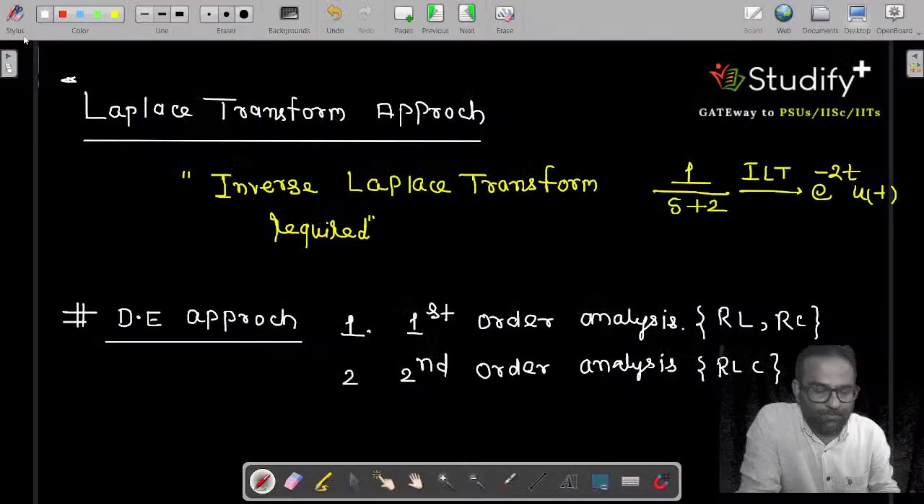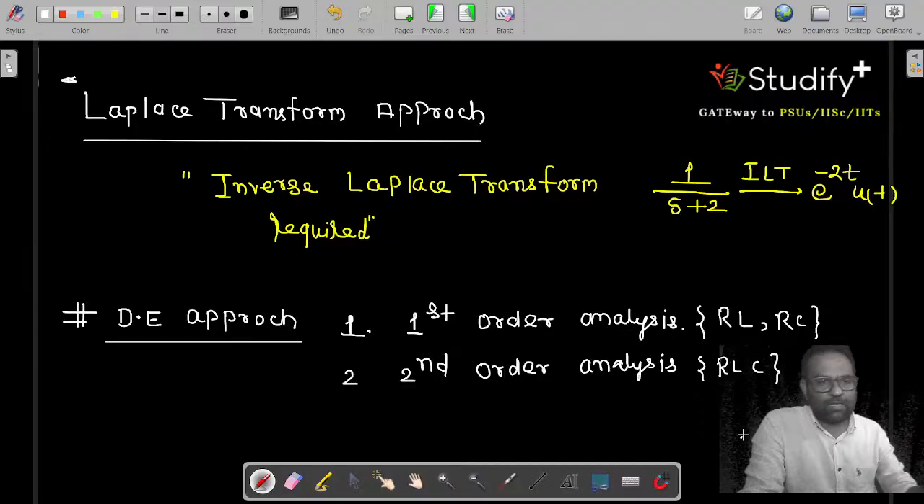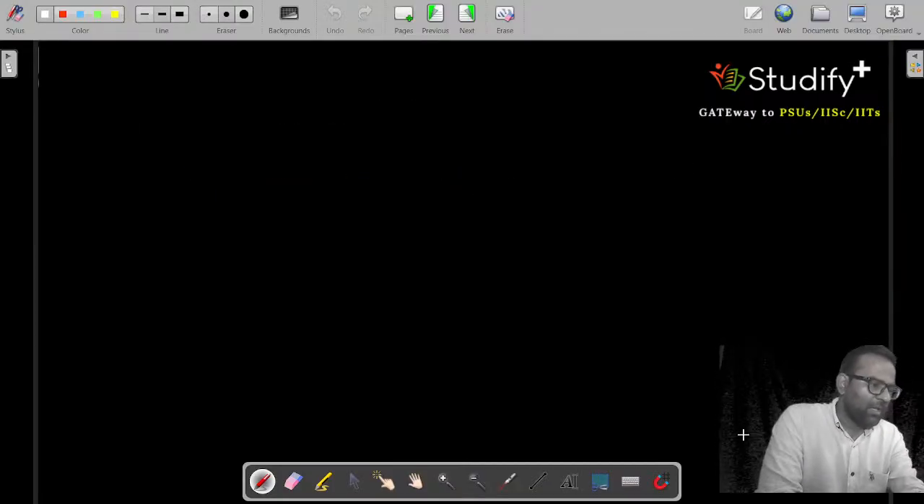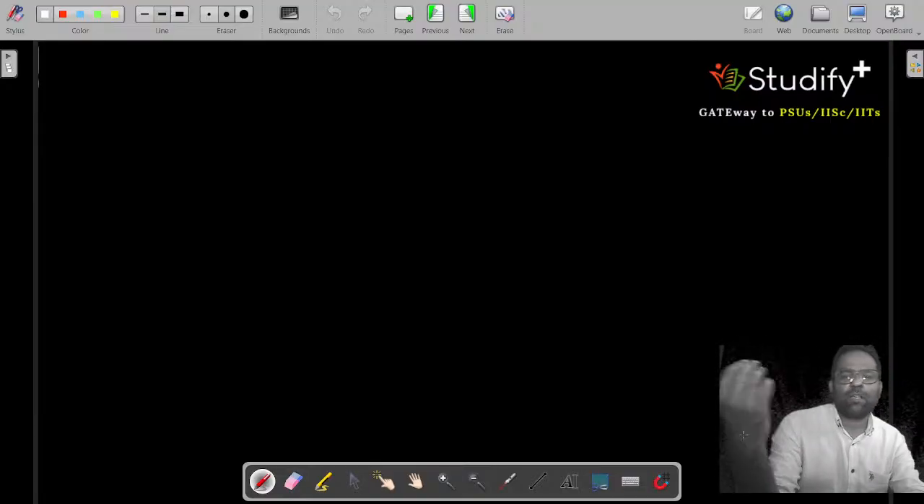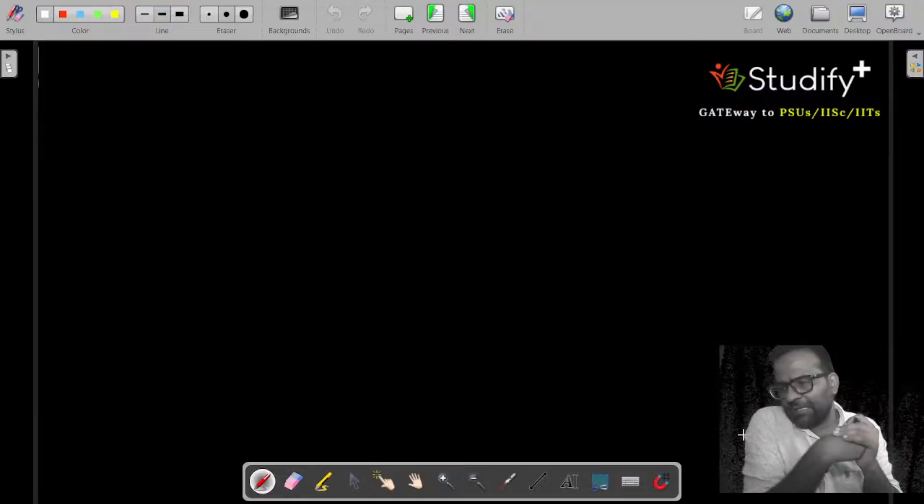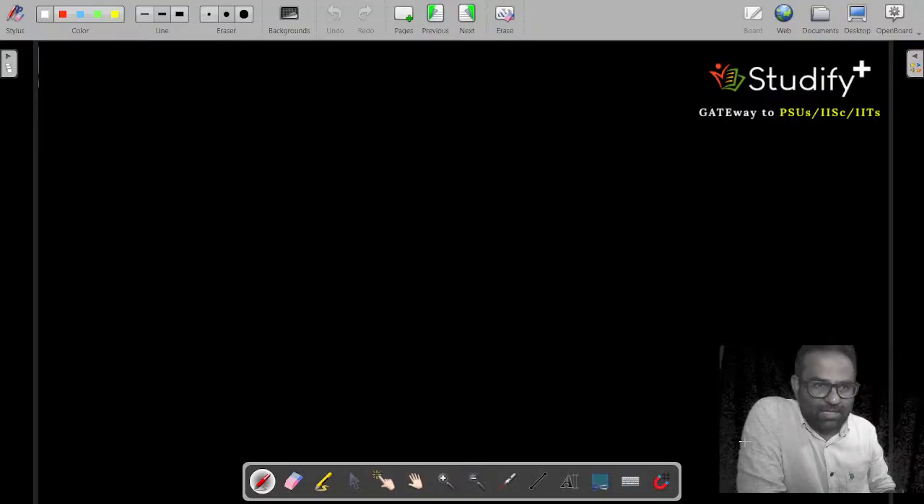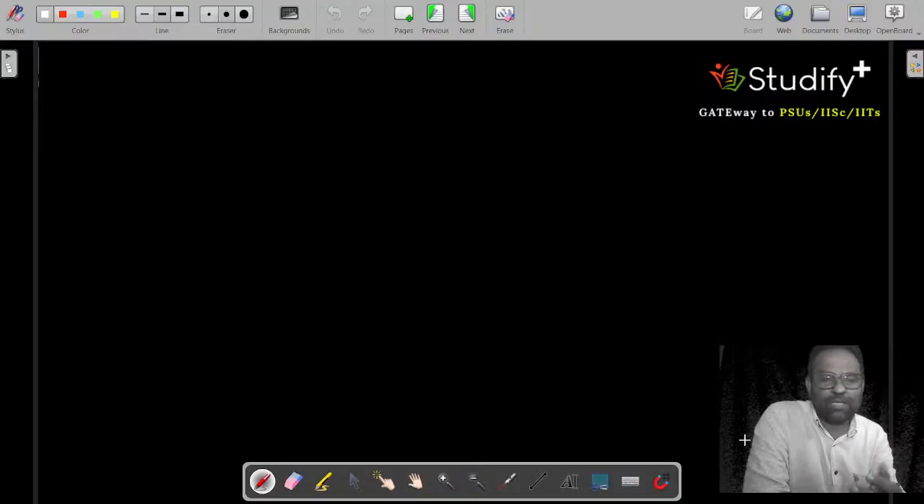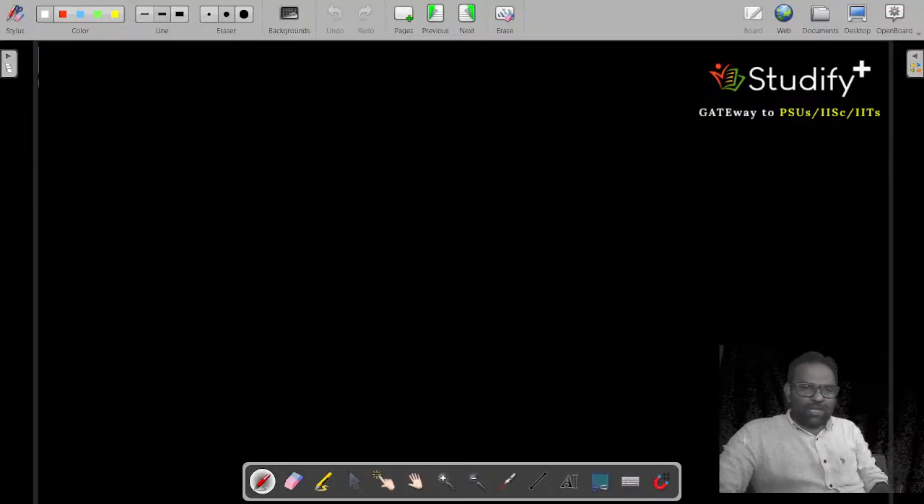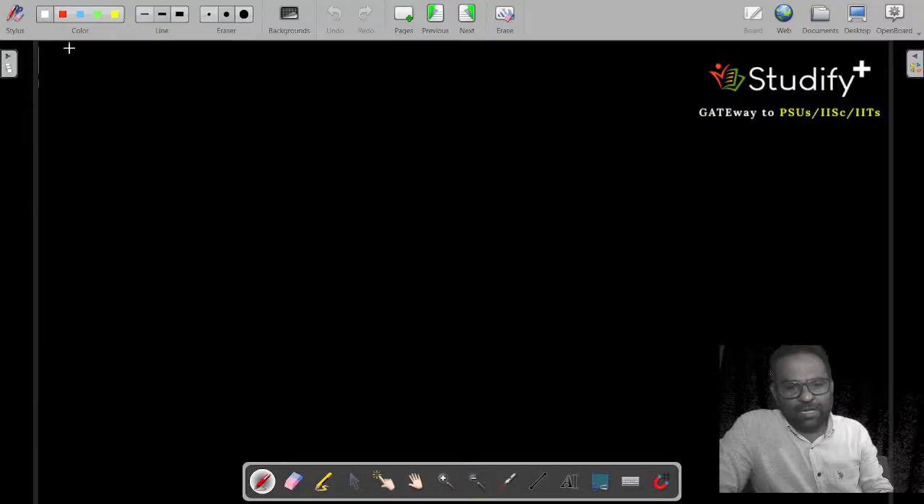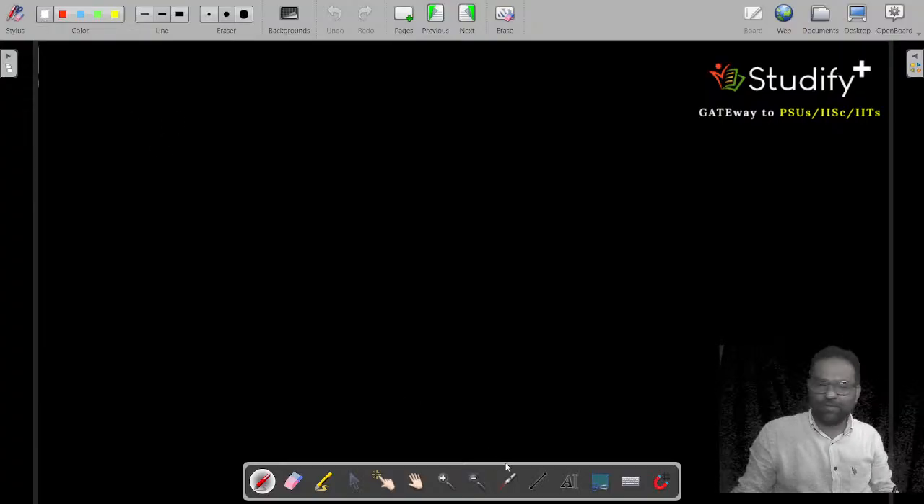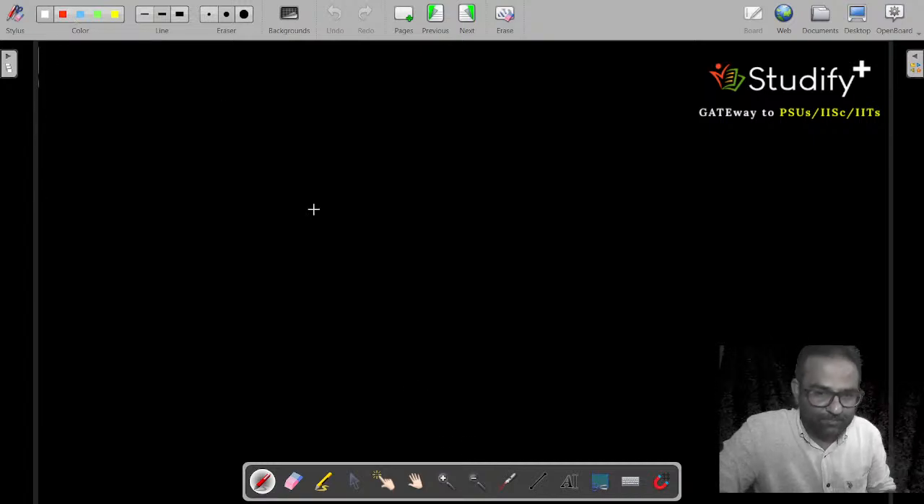Okay. Let's go for the next. We have some energy storing elements. What is the main reason of transient? The main reason of transient or switching is what? Energy storing elements. And we have two energy storing elements. So let's see how these two energy storing elements behave. What is the behavior of an energy storing element?